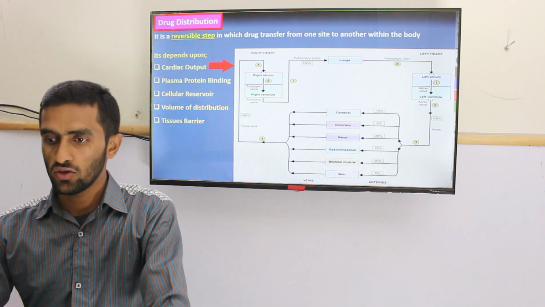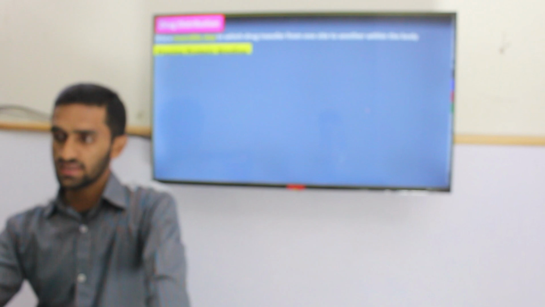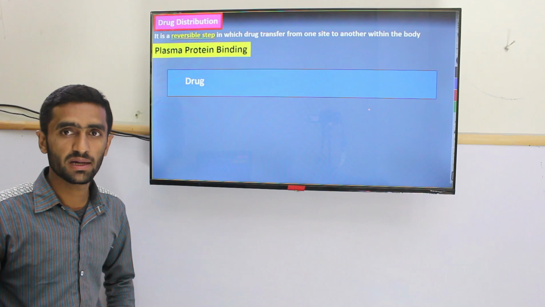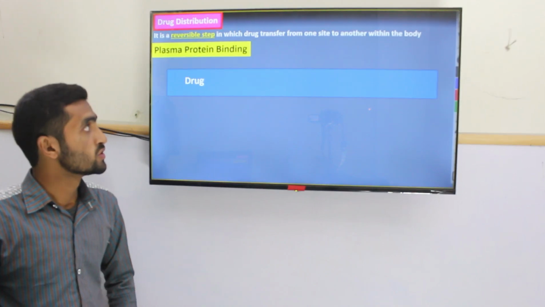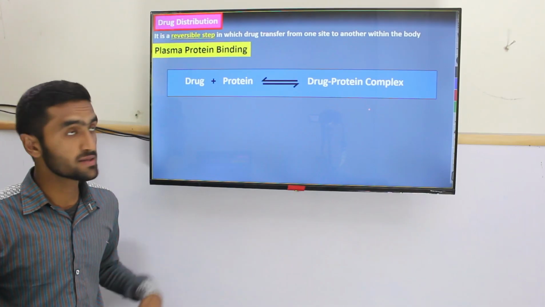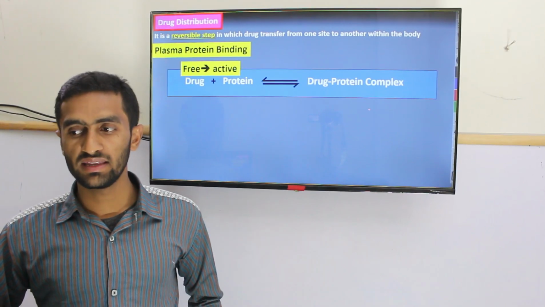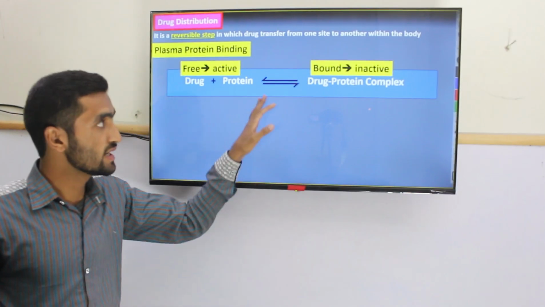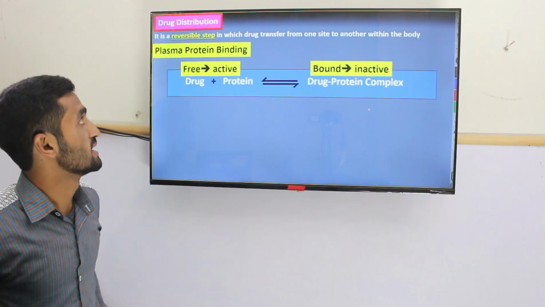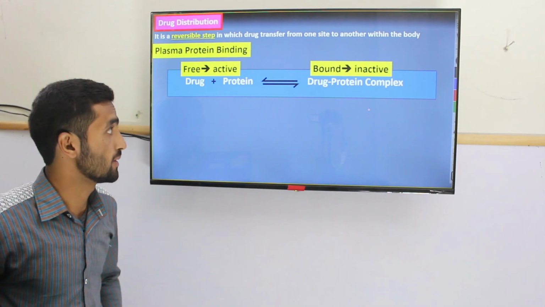Now let's look at plasma protein binding. It's a reversible step in which the drug transfers from one side to the other. Your drug moves in a bound form or a free form. If it's bound with the protein, it's reversible, as I mentioned. If it's bound, it is the inactive form. If it's free, that is your active form. It is not bound permanently. It's a reversible step, so it can bind and it can go back to the free form.